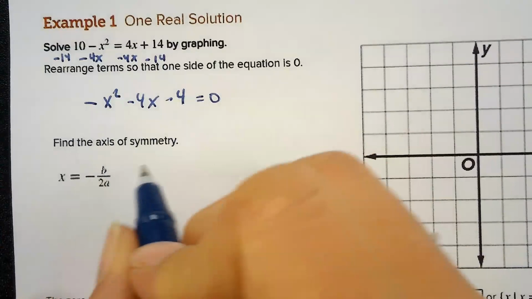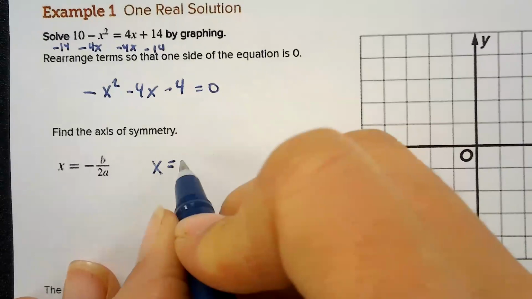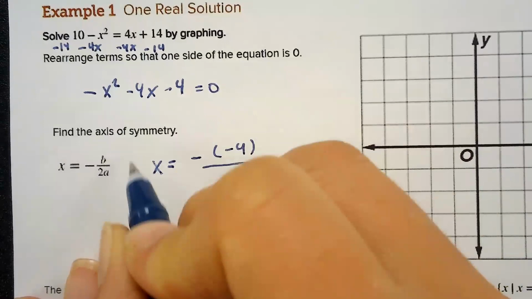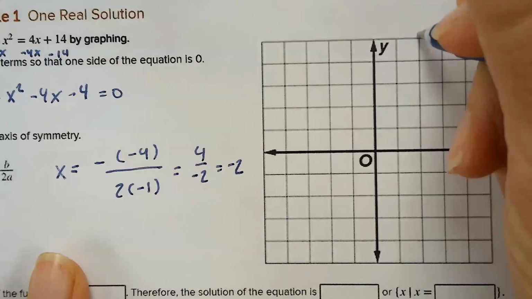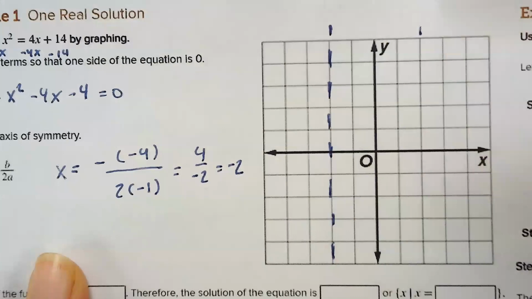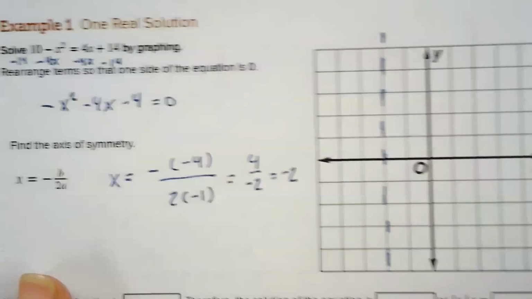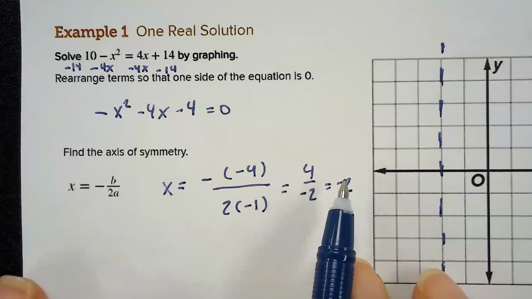Okay, so I've rearranged it, moved everything over to the left, got it in the correct order. Now I'm going to find the axis of symmetry and graph this like we practiced in the previous lesson. Negative b over 2a will give me 4 over -2. So -2 is the x value of the vertex. That's also the axis of symmetry, x equals -2. To find the vertex, though, I plug that back in. Find out what the y value is of the vertex.